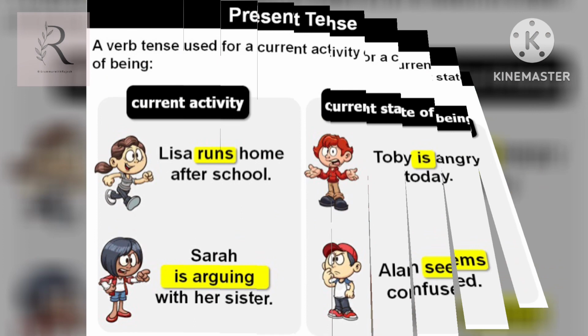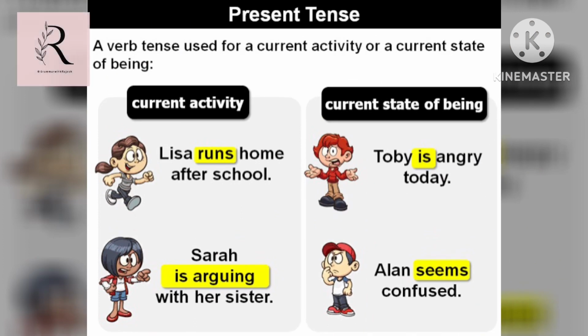Present tense: a verb tense used for a current activity or a current state of being. Examples for the current activity: Lisa runs home after school. Sarah is arguing with her sister. Example for current state of being: Toby is angry today. Alan seems confused.